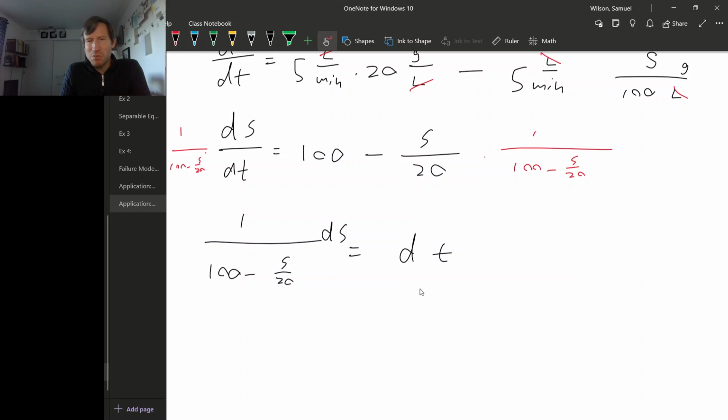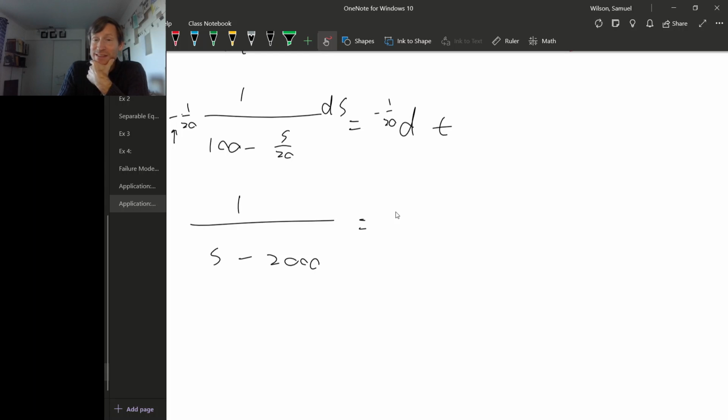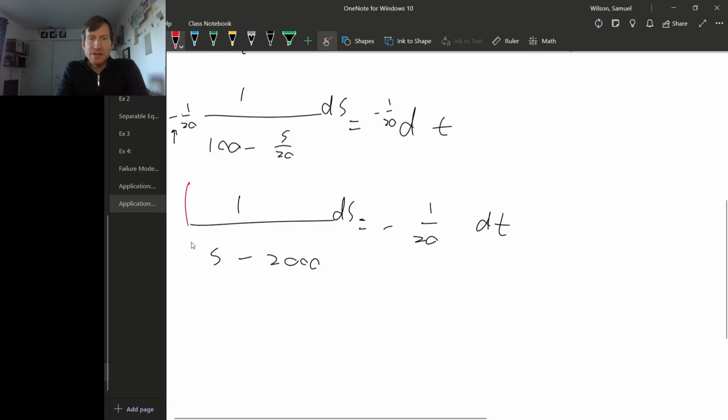While we're at it, why don't we multiply both sides by minus 1 over 20. I'm doing this really just to make the denominator a little nicer. On the left-hand side, the fact that we're multiplying by a negative switches these two terms around, and because of the 20 in the denominator, we get s minus 2,000. And then on the right-hand side, minus 1 over 20 dt. And I missed my ds again. All right, now we can integrate on both sides.